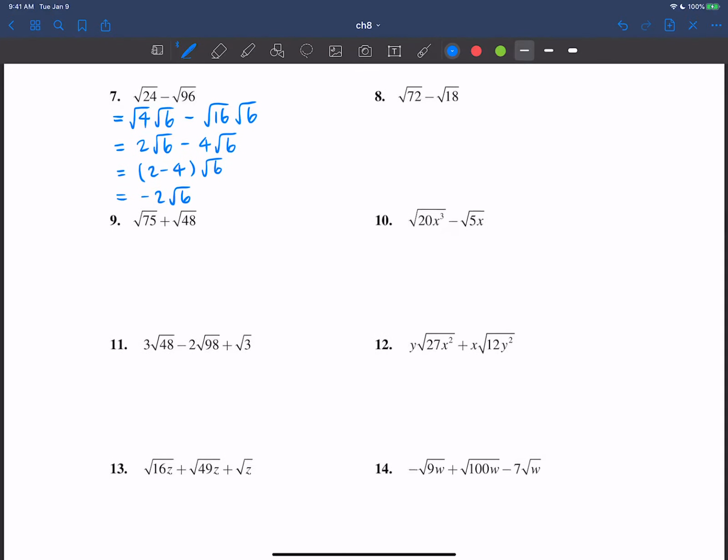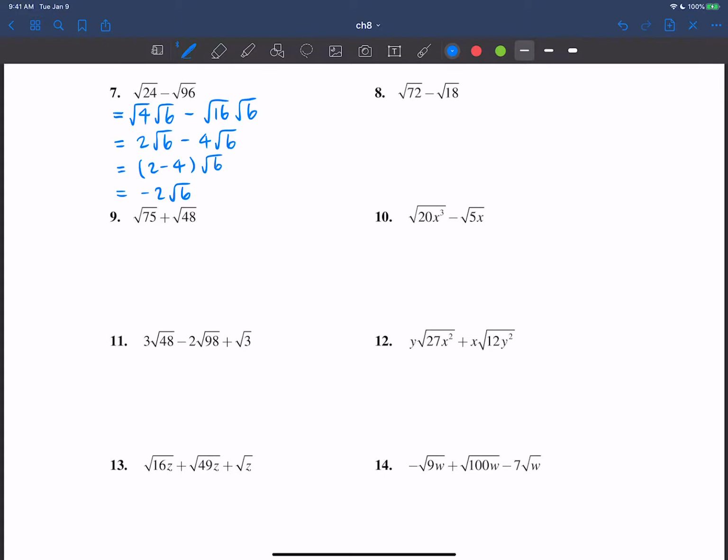Number 9. Radical 75 plus radical 48. Similar idea. We will simplify each of them and then see whether or not they can be combined. I will break radical 75 into radical 25 times radical 3 plus radical 48. I will rewrite that as radical 16 times radical 3. Further simplify, we got 5 radical 3 plus 4 radical 3. Apply the distributive property. 5 plus 4 is 9, so we got 9 radical 3.